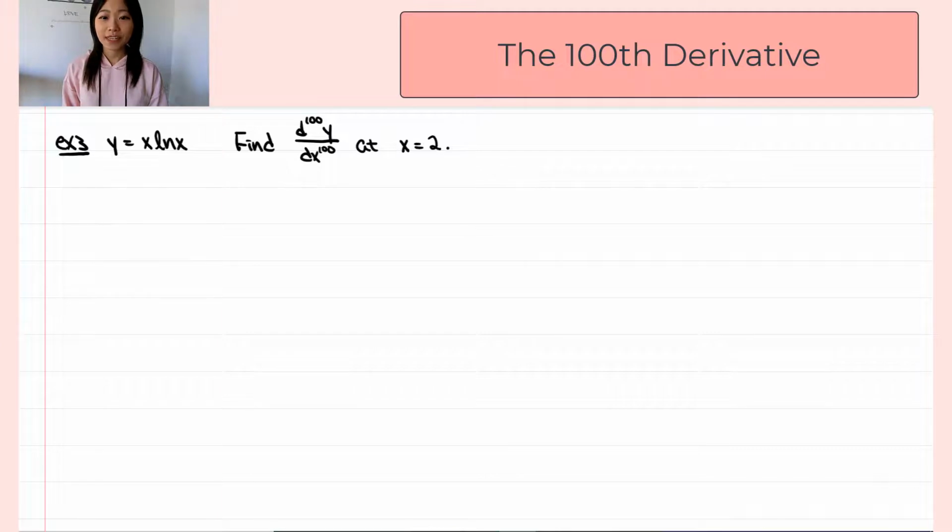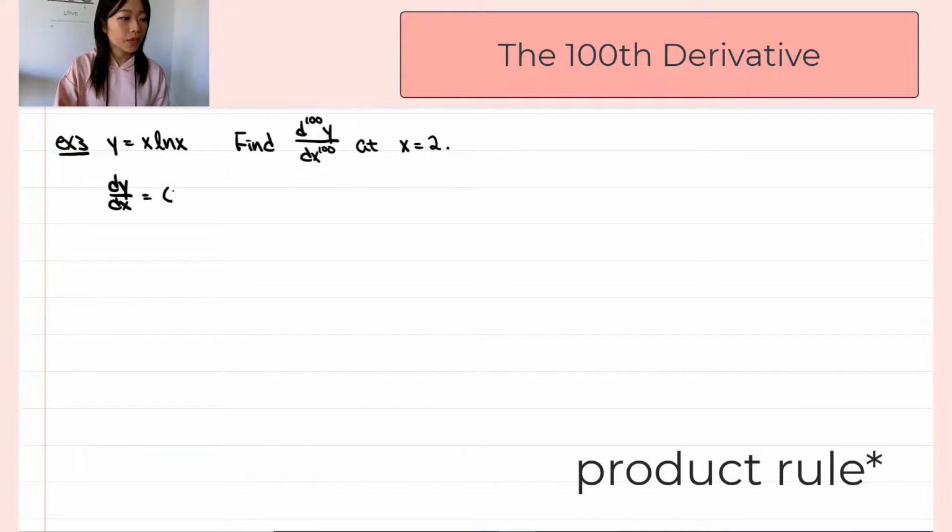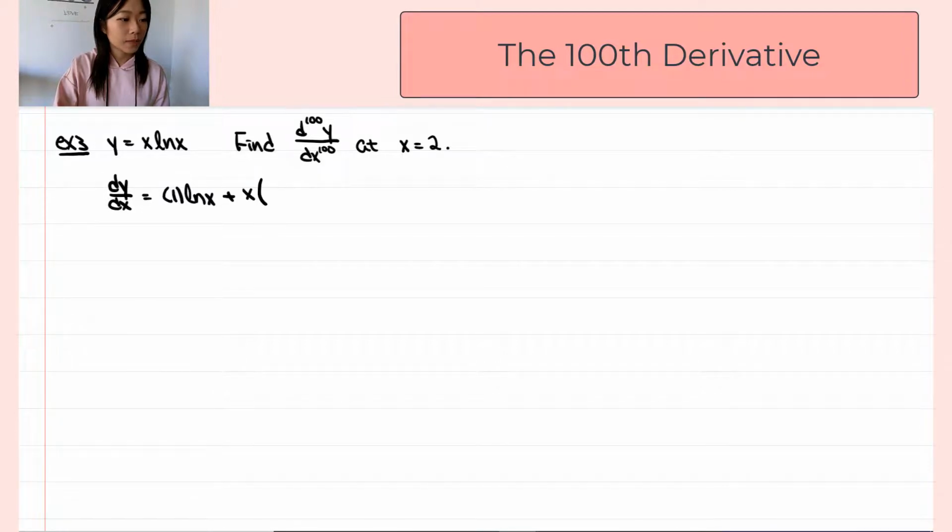Now let's look at the last example. Here we want to find the 100th derivative, and we also evaluate the derivative at x equals 2. So similarly, we are going to write down the first three derivatives. Here the function is x times ln of x. So the first derivative, we use the product rule, it will be 1 times ln of x plus x times the derivative of ln of x, which is 1 over x. Let's rewrite this as ln of x plus 1.